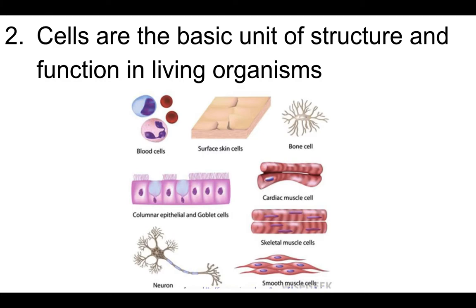Cells are the basic unit of structure and function in living organisms. So when you look at the smallest unit of an organism that does the function of the organism, that's going to be a cell. So cells are organized into tissues, tissues are organized into organs, organs are organized into organ systems, and organ systems together make up a living organism. But the basic unit at the bottom is the cell.